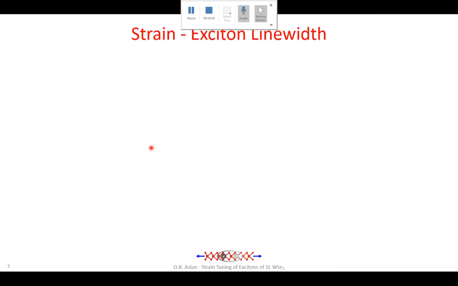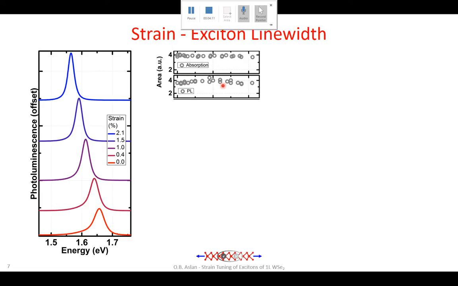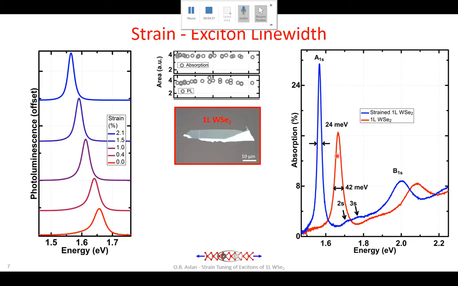Now let's look at this line width more carefully. By looking at the PL spectra, we see that the amplitudes go up, but the total integrated areas do not change much. So the line width must be decreasing significantly. This is more pronounced in the absorption spectra. The A exciton line width is 42 meV at 0% strain, but it becomes 24 meV when strained. This is a significant drop, and all we did was to stretch the material. There is no temperature change, nothing, yet the line width decreases so much.